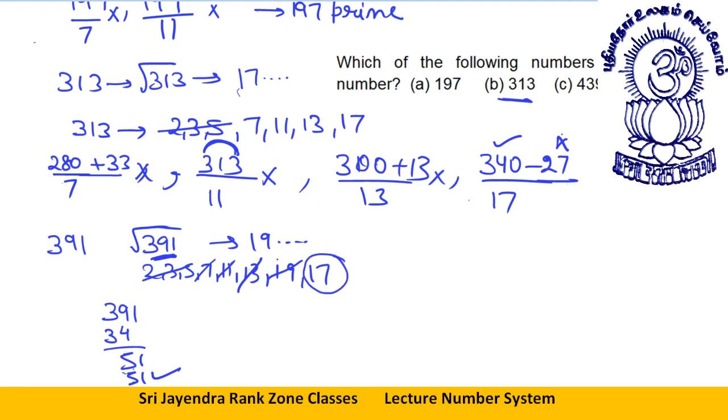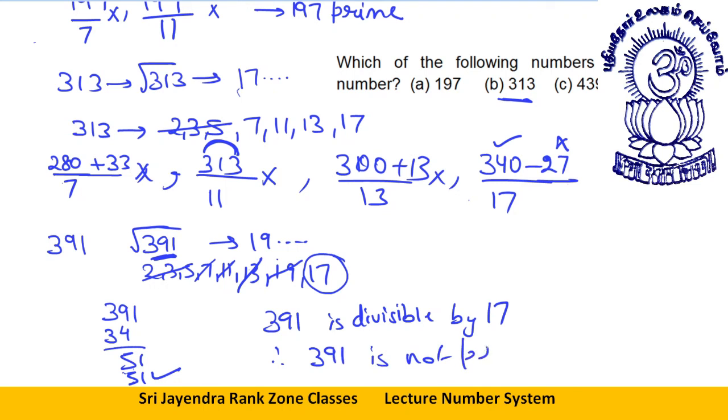So that is how 391 is divisible by 17. Therefore, 391 is not prime. I know it was a bit tedious, but that is what I ought to teach you. That is why I am a teacher. I have to teach you.